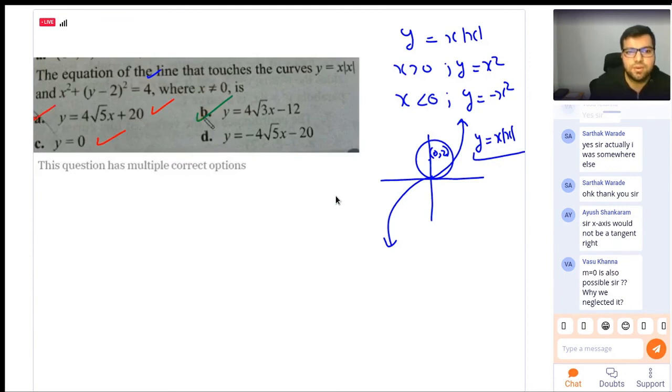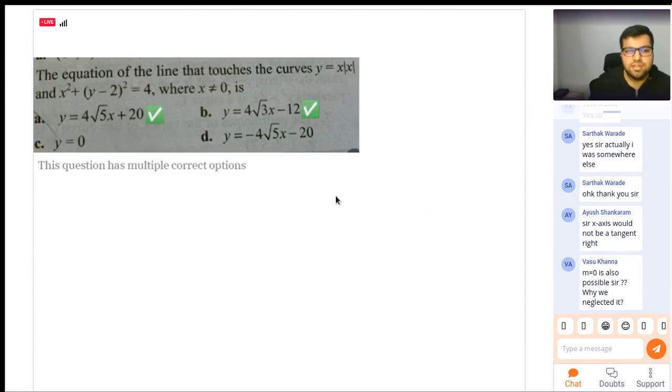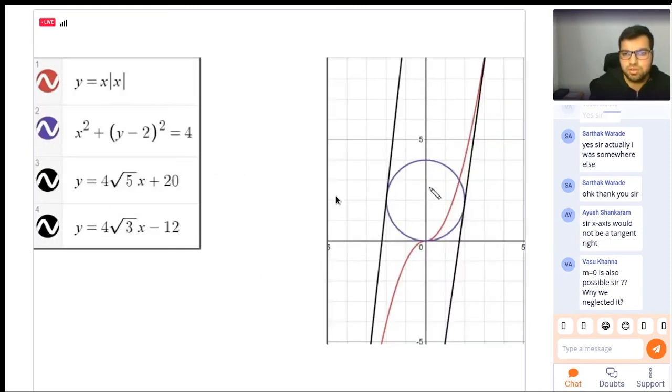So A, B, C, all 3 are correct. B and C, I explained to you. For A, you have to do the thing I told you. So that is why the answer will be A, B, C. And in the solution you can also see, this is one line, this is the second line: y is equal to 4 root 3 x minus 12, y is equal to 4 root 5 x plus 20. And as I realized now, even the x-axis, y equals 0, will also be a tangent. So more than the answer, the approach was important.